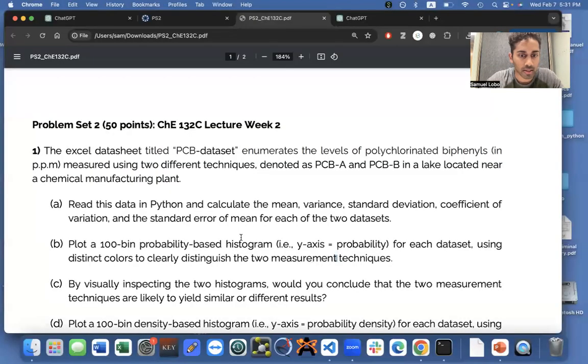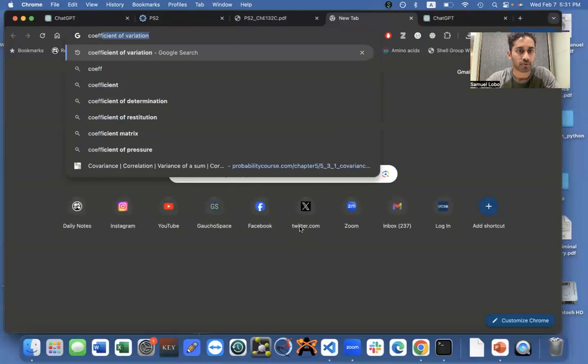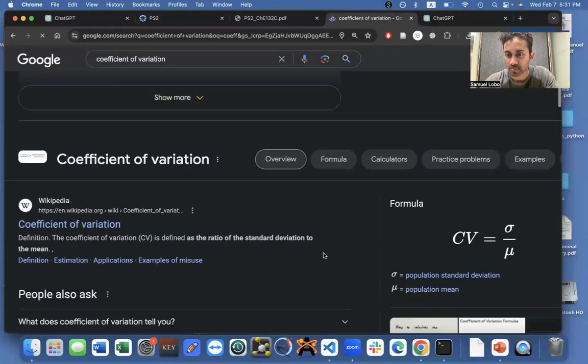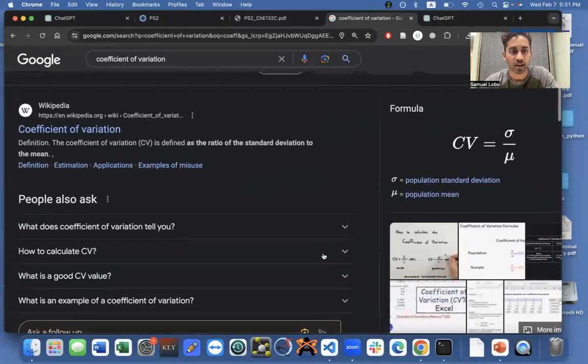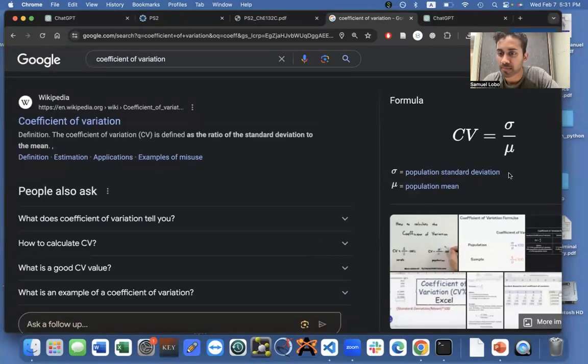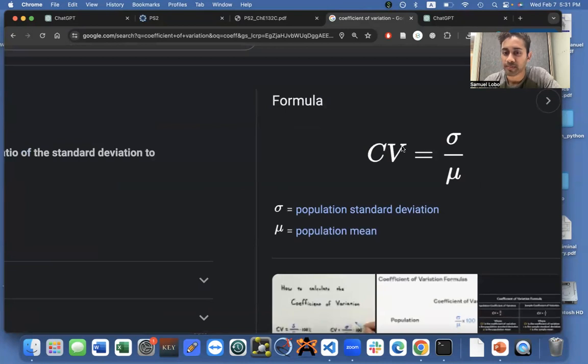What else do we have to do for part A? We have to find the coefficient of variation and the standard error of the mean for the two data sets. So what even is coefficient of variation? Some of you might think, I don't even remember taking notes of this, but thankfully we have Google and we can look things up, and we're independent learners. So the coefficient of variation looks like the standard deviation over the mean. You can think of this as a signal to noise. The standard deviation is how spread apart your data is, that's your noise, and the mean is the signal. So this is like noise versus signal.